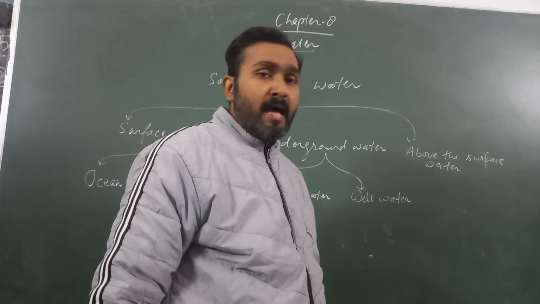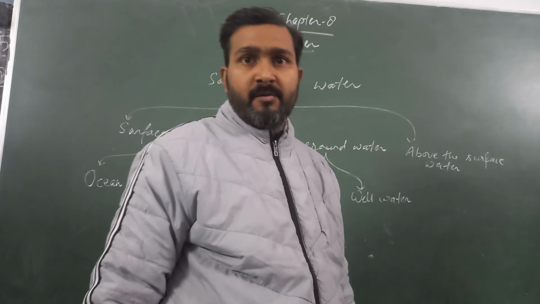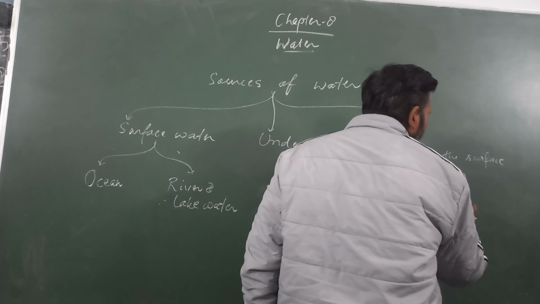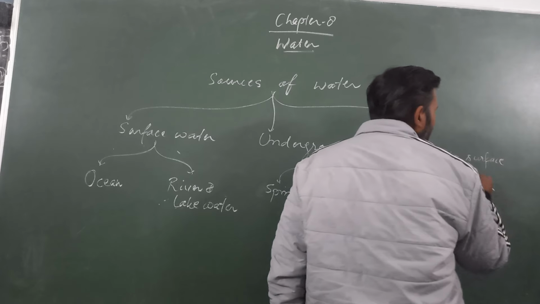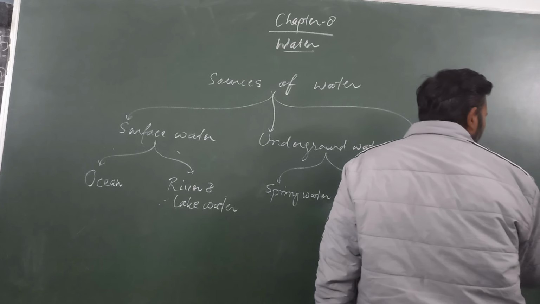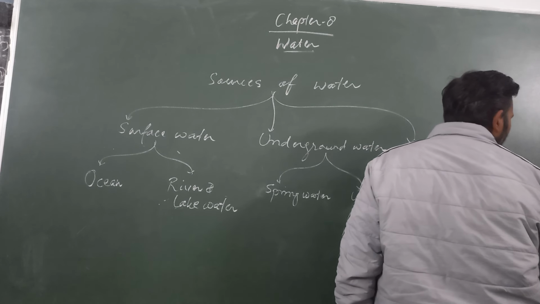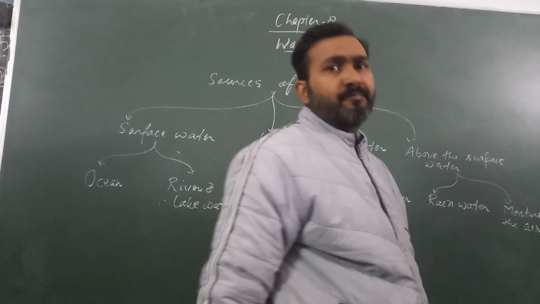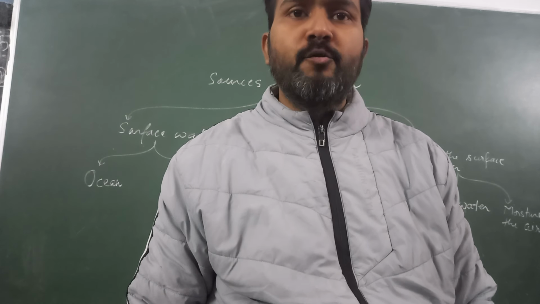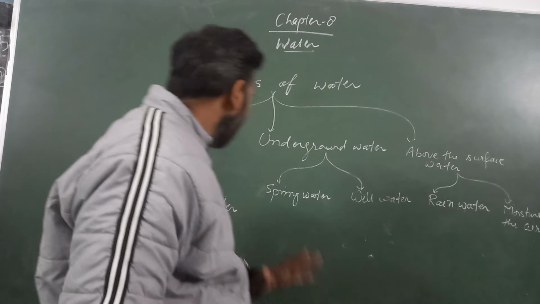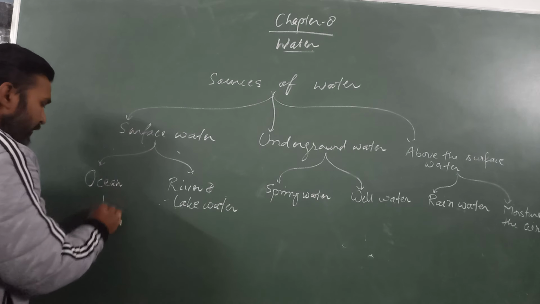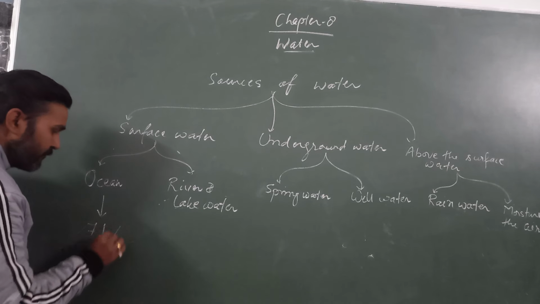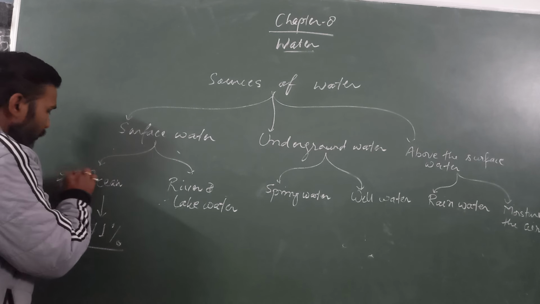And the third one is above the surface water. Here, above the surface water is rainwater and moisture in the air. So these are the different sources of water. In this entire world, the ocean has the majority of the water content. Almost 71% of the water is contained by the ocean.